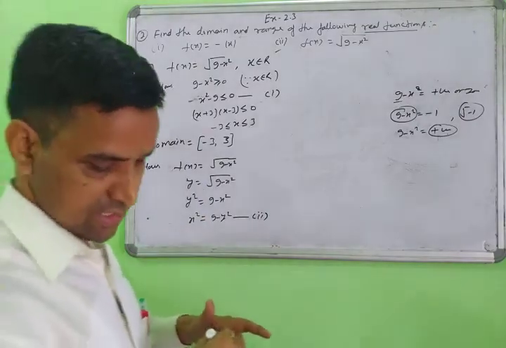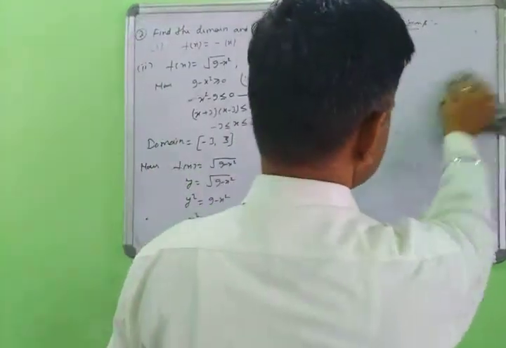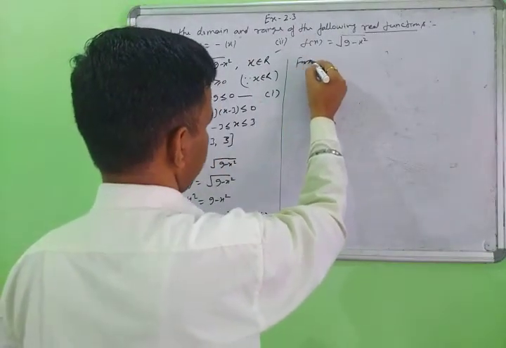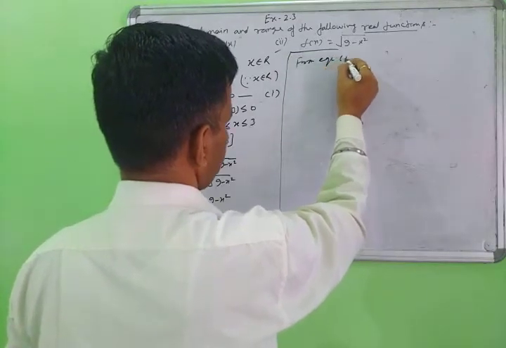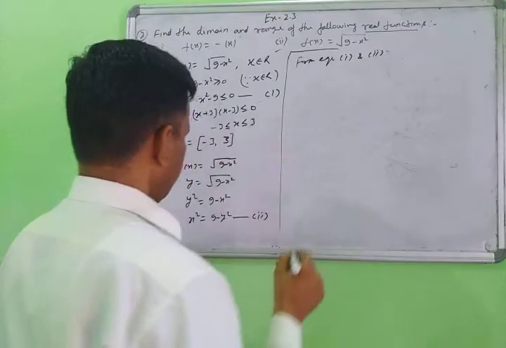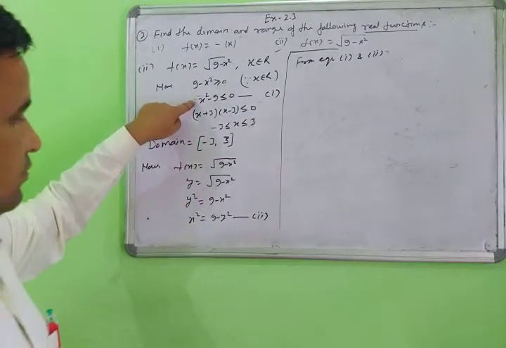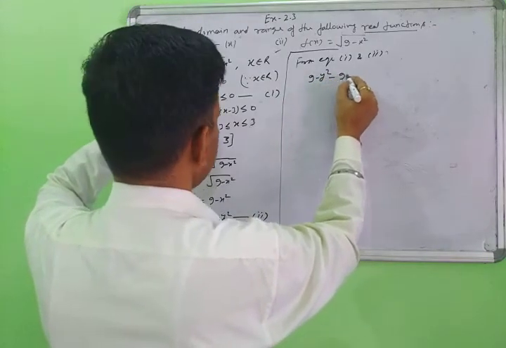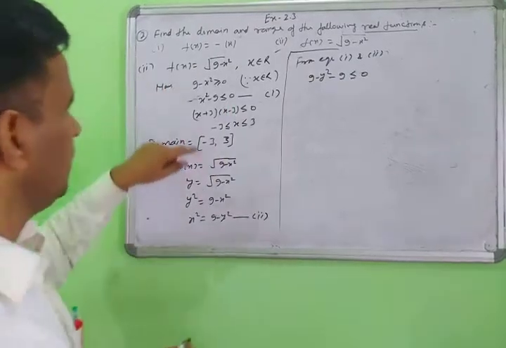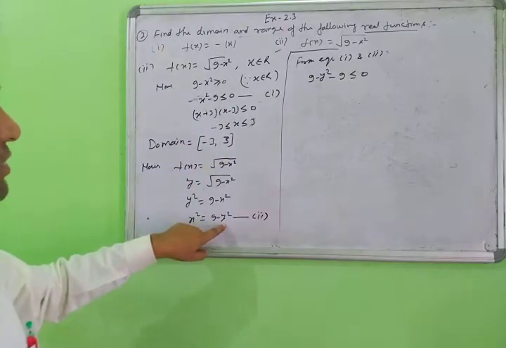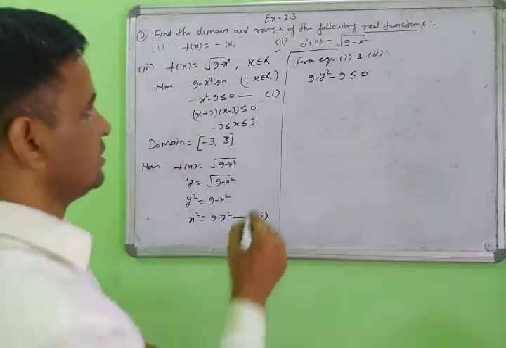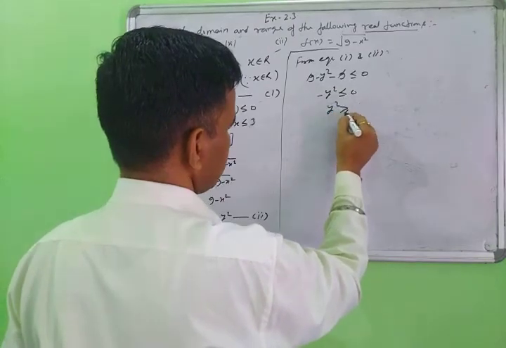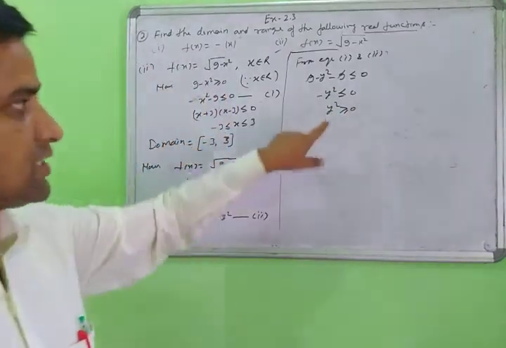From equation first and second, you are putting the value of x square in equation first. 9 minus y square minus 9 is less than or equal to 0. Putting the value of x square as 9 minus y square, minus 9, less than or equal to 0. So 9 and 9 cancel, so minus y square is less than or equal to 0. So y square is greater than or equal to 0.